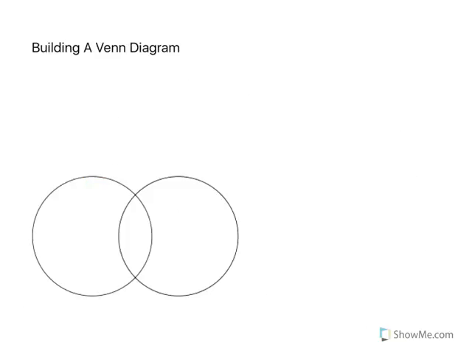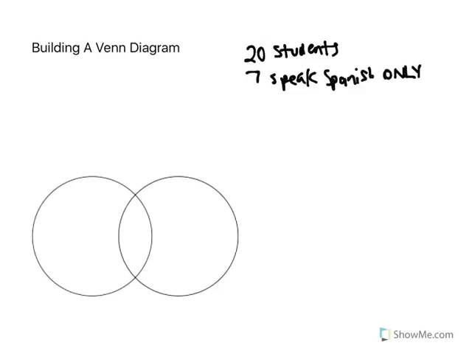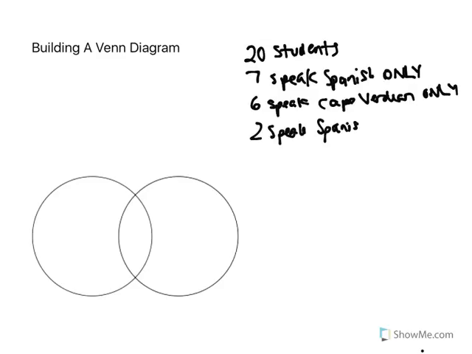Now we know how to read a Venn diagram. We're going to learn how to build a Venn diagram. So let's say we have 20 students in a class. 7 students speak Spanish only. 6 students speak Cape Verdean only. And 2 speak Spanish and Cape Verdean.